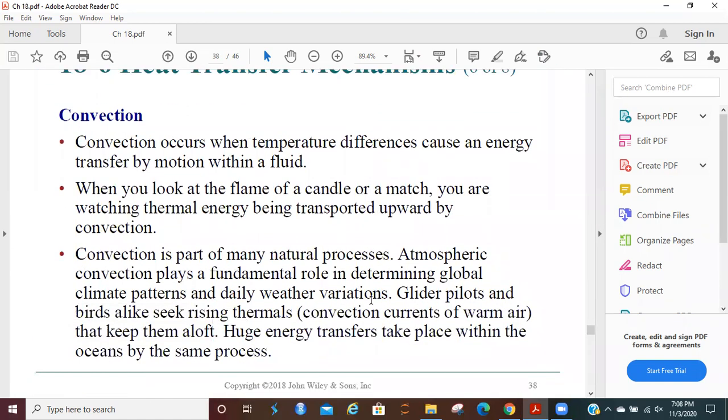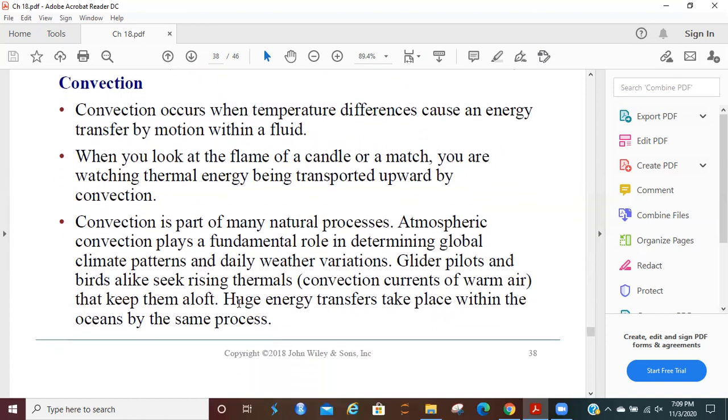Convection. Convection occurs when temperature differences cause an energy transfer by motion within a fluid. When you look at a flame of a candle or a match, you are watching thermal energy being transported upward by convection. Convection is part of many natural processes. Atmospheric convection plays a fundamental role in determining global climate patterns and daily weather variations. And glider pilots and birds alike seek rising thermals, convection currents of warm air that keep them aloft. Huge energy transfers take place within the oceans by the same process.